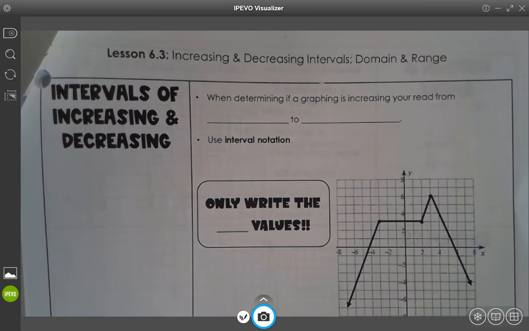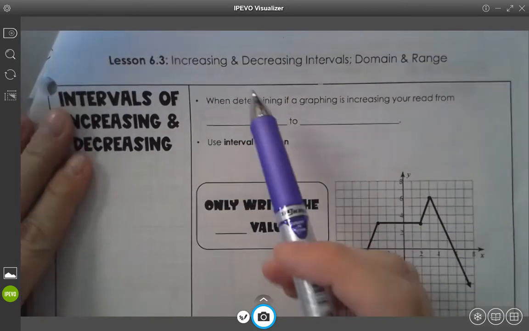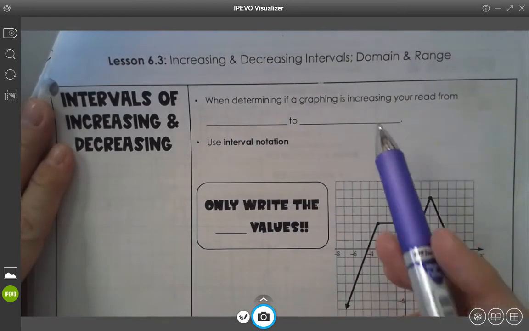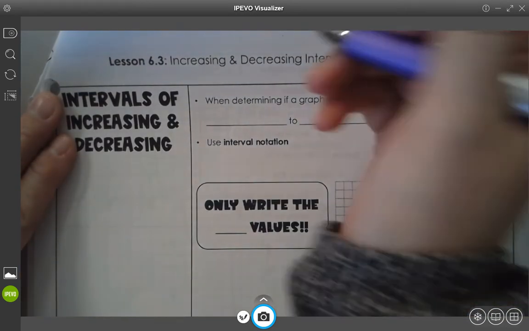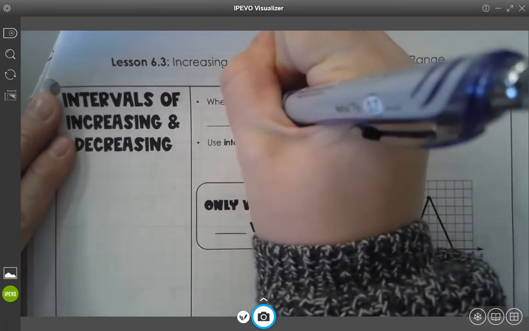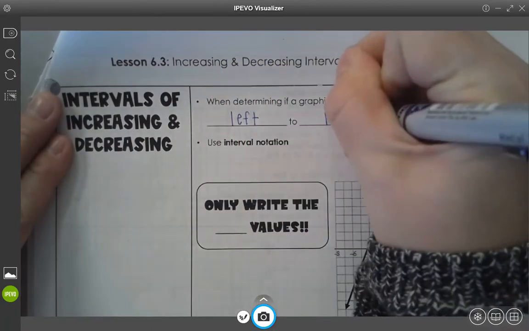So what does the word increase mean? Go up. What does the word decrease mean? Go down. So we're going to be looking where the graph goes up and where the graph goes down. That's what increasing and decreasing intervals are. When we are looking at the graph, we always look at the graph left to right.